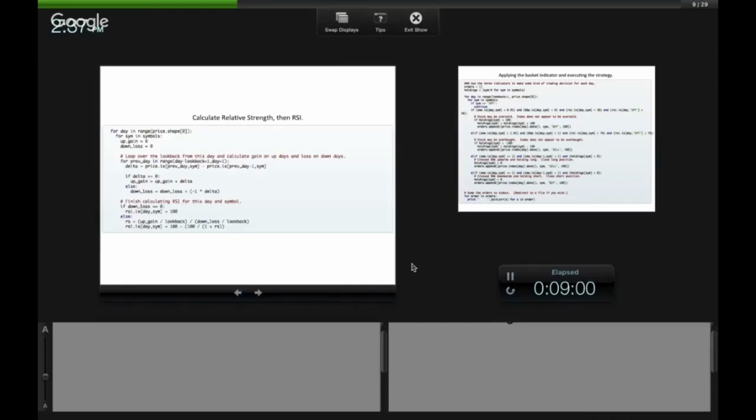Then once I have all that, at the end, I can take the ratio of up and down and normalize it according to the RSI formula. This one actually turns out to be really hard to vectorize.